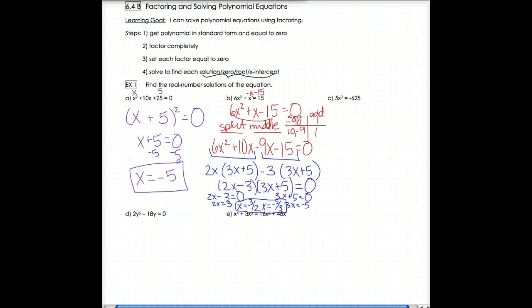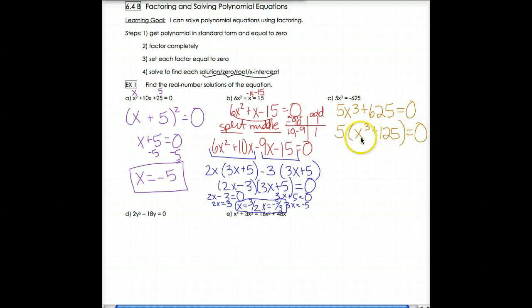All right, let's look at the next one. 5x cubed equals negative 625. So first I need to move that to the other side. So 5x cubed plus 625 equals 0. First way of factoring, GCF. They have a common factor of 5. So when I take that out, that gives me x cubed plus 125.